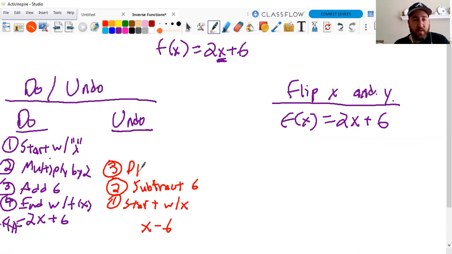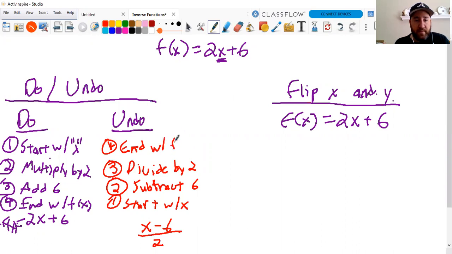And then, I'm sorry, y'all. I'm going to take up more time on this video, just having to go back and erase stuff. Divide by 2. So again, I got to divide the whole thing by 2, not just x over 2. The whole thing over 2. And then end with f negative 1 of x. So f negative 1 of x equals x minus 6 divided by 2.